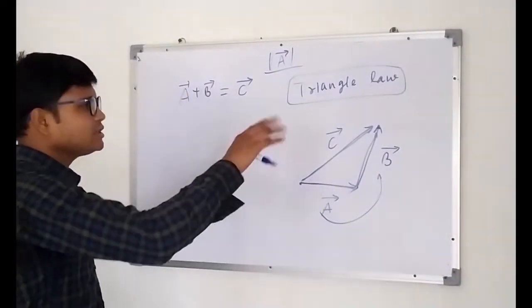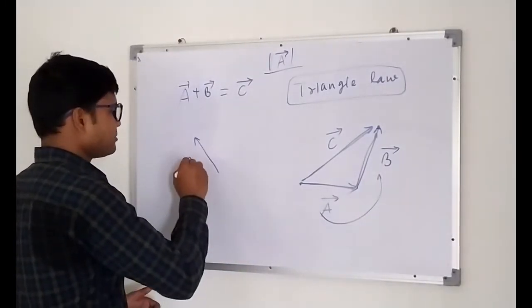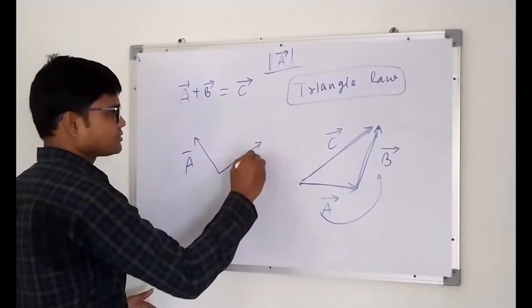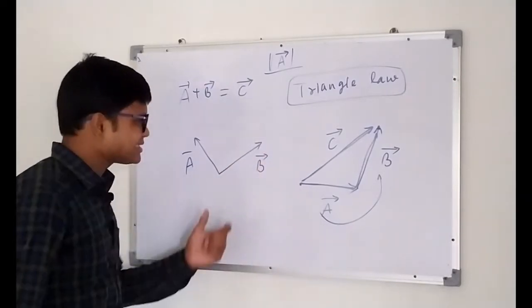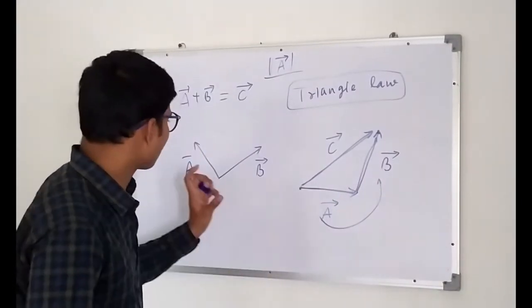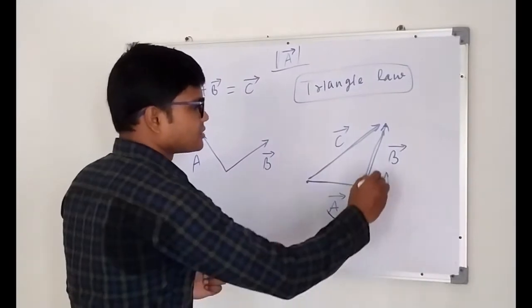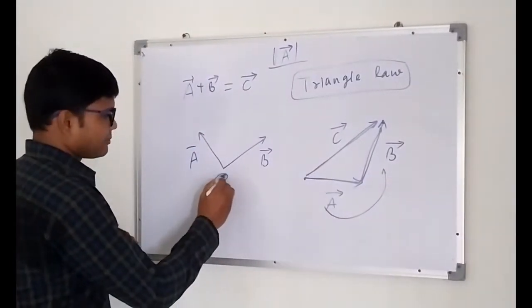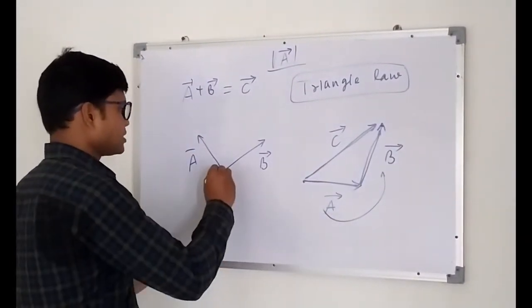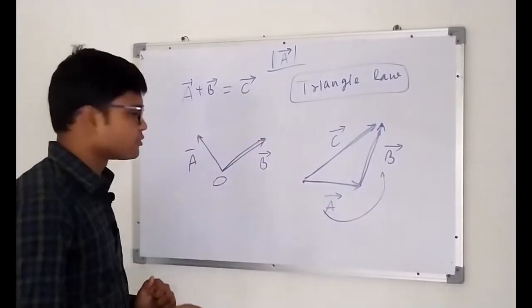Now following the triangle rule, let's take an example. Suppose you have this vector a here and this vector b here. Whenever you construct this triangle law, which is very important for solving problems, we have to follow this cycle here. If I take the origin here, it is coming from this side to this side, so there is nothing to follow here.